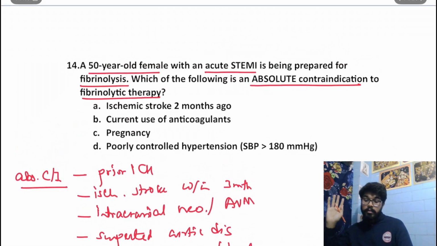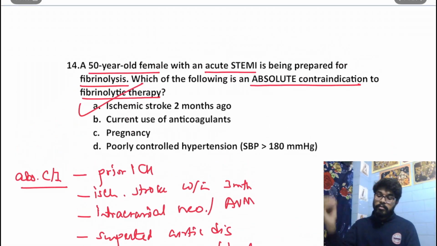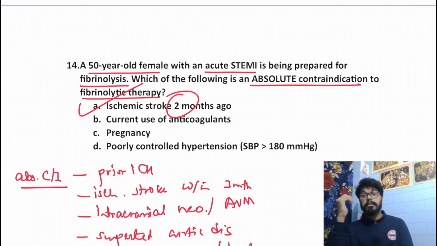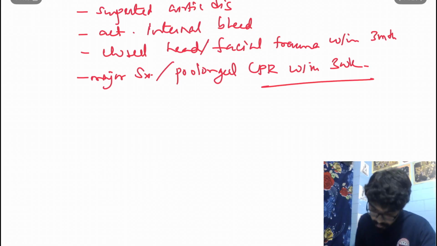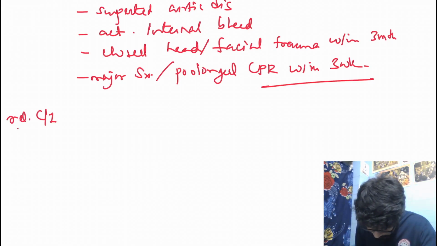Now if we have a look into the options, ischemic stroke in 2 months, yes, it has to be within 3 months. It is an absolute contraindication. So this should be our answer. Remaining all 3 are relative contraindications. So now let's have a look into the relative contraindications to fibrinolysis.